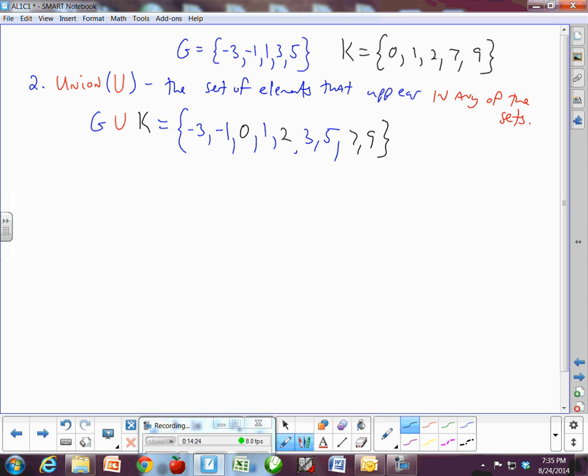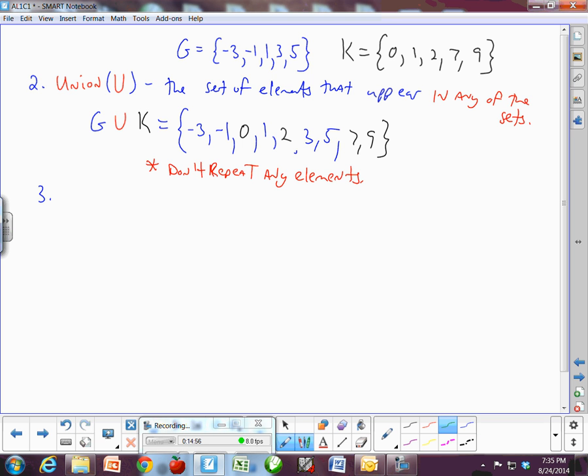And that's the union of the two sets, right? You are putting the two sets together. Union. It's a simplistic concept. You're putting the two together. Just remember, don't repeat any elements. It's the idea of union.